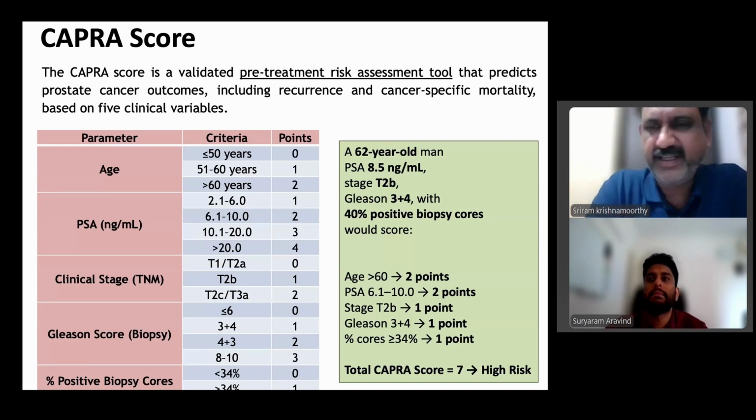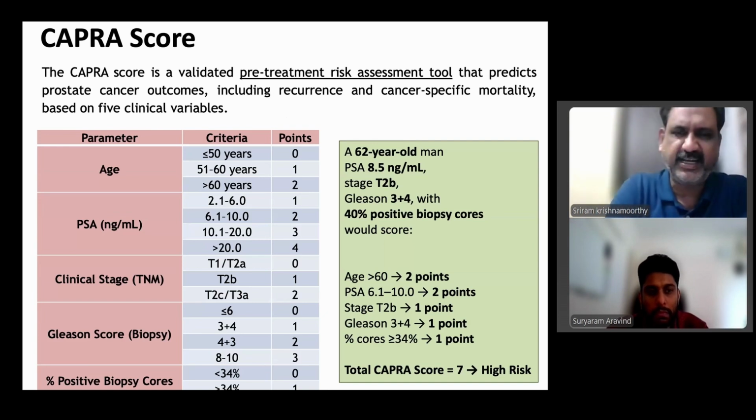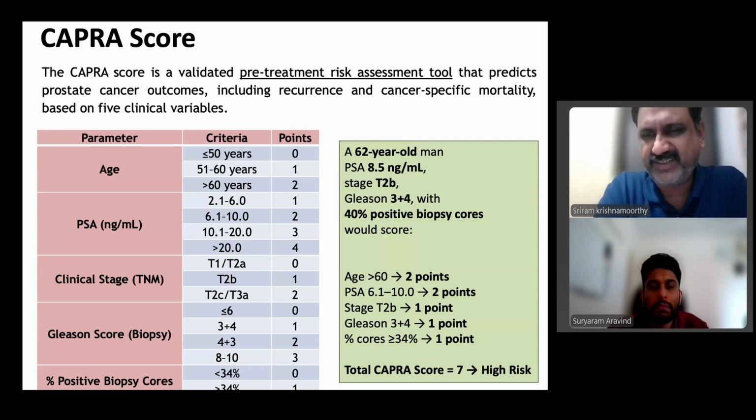And once you feel that this patient is not a candidate for active surveillance, if you feel that he has to be subjected to a radical prostatectomy, then you should apply this particular score called the Capra score. The Capra score will tell you whether this patient will have a successful procedure, whether he'll have a cancer-specific mortality which is significantly negligible, and whether there'll be a recurrence after surgery or not. So all these parameters you will take into consideration to decide.